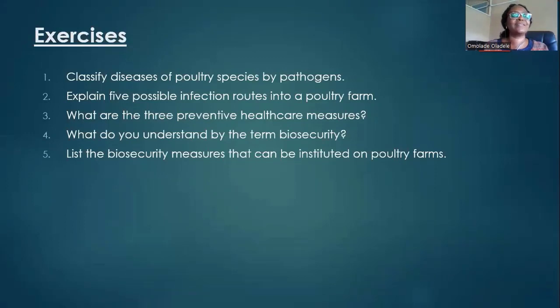For your exercises, it would be nice if you can classify diseases of poultry even without looking at your books. Classify them by pathogen, explain the possible routes of disease introduction into the poultry farm, and what are the 3 preventive healthcare measures? We have gone through that. What do you understand by the term biosecurity? That should be known by all of you. And then it will be good for you to be able to list some biosecurity measures that you can recommend to farmers that should be instituted on their farms.